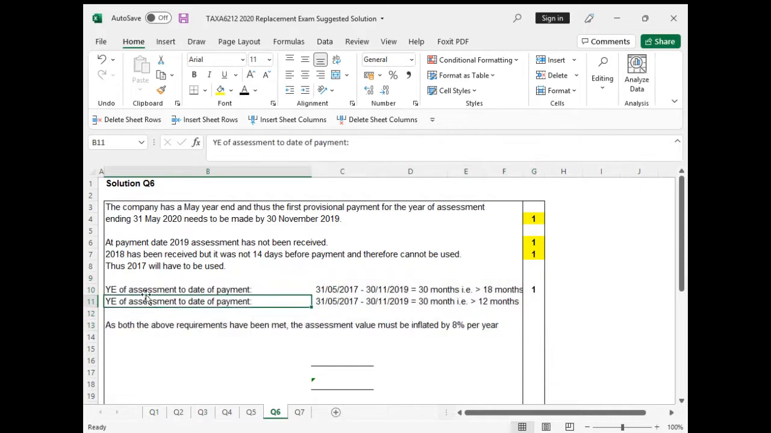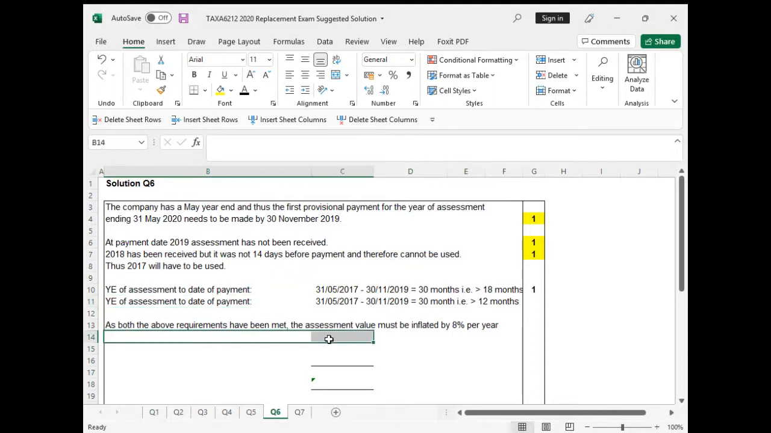Okay. Now, they give you a mark for saying it's older than 18 months. You don't have to do the 2 steps, but just state there the period, the year of assessment period, and then you can state that it's older than 12 and 18 months, and therefore we will have to inflate it by 8%. Okay.